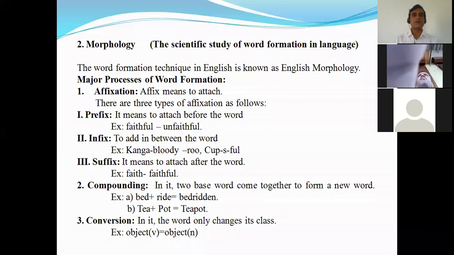The next is compounding. In compounding, two base words come together and form a new word. For example, bed plus ride becomes bedridden. Tea plus pot becomes teapot.